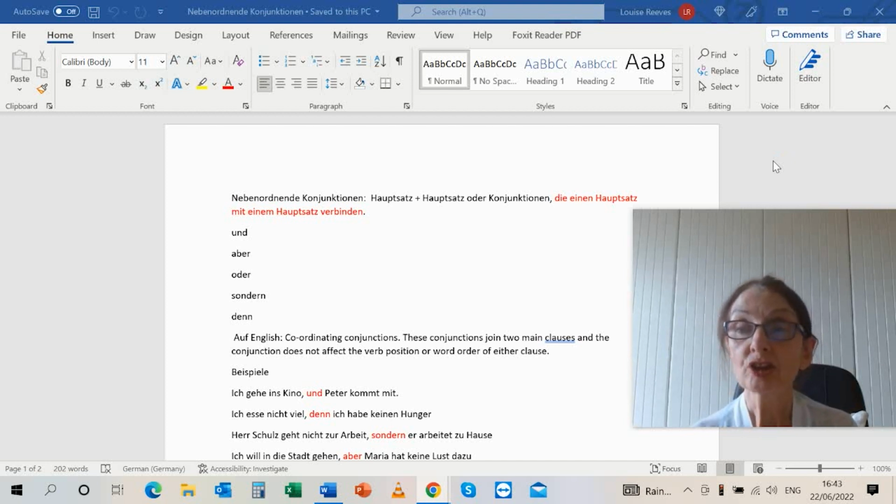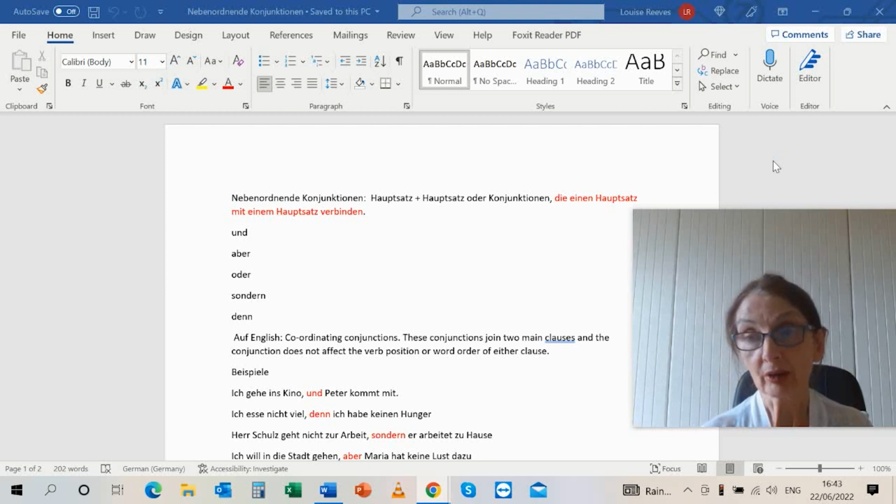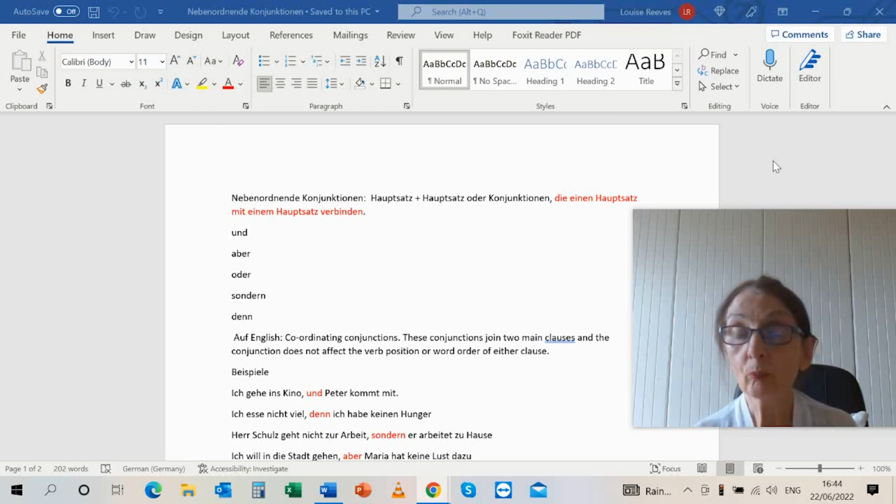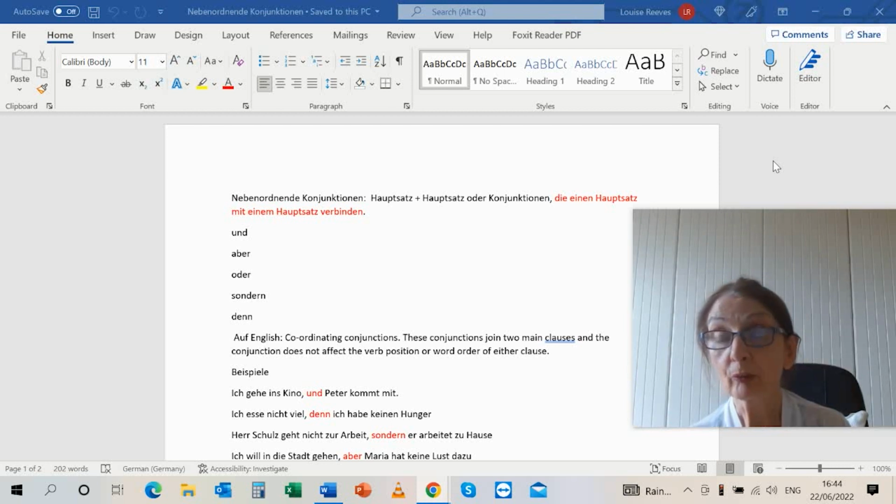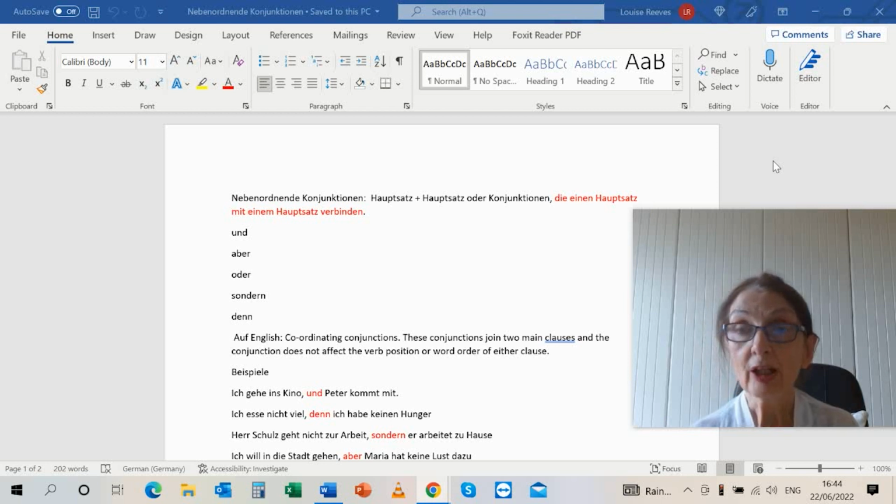Now in German, we refer to that as a Hauptsatz und a Hauptsatz, a main clause, and literally two sentences. And the conjunction does not affect the verb position or word order of either of these sentences or clauses. Now, some people will find the word clause quite difficult because people are not learning English grammar the way they used to. So just think of it as another sentence and not get too caught up with the terminology.